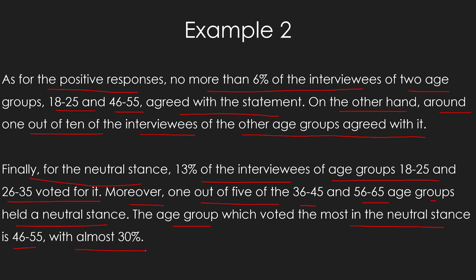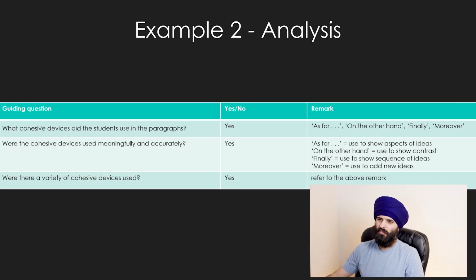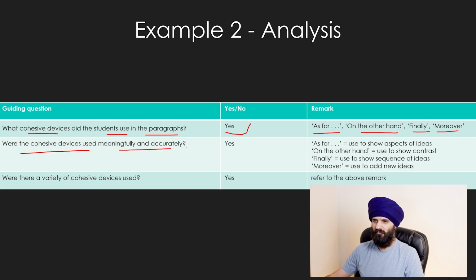Let's look at an analysis for this. Now, what cohesive devices did the student use in the paragraphs? Did they use them? So they used as for, on the other hand, finally, moreover. So there is a variety of those. Were the cohesive devices used meaningfully and accurately? Yes, they were. So they used as for to show aspects of ideas.